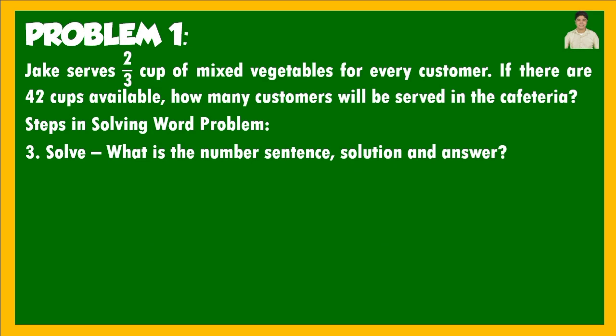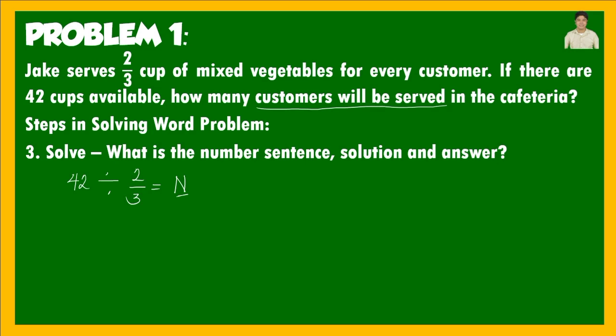So for the next step, solve. So what is the number sentence, solution, and answer? So let us have first the number sentence. So yung magsisilbing dividend po dito is 42. So yung total number of cups, 42. And then divided by 2/3 is equal to n. So ayan, 42 divided by 2/3 is equal to n. N here is the total number of customers that will be served.